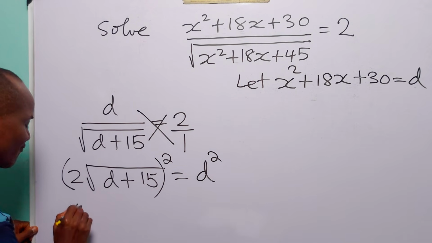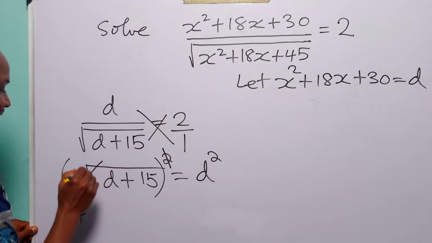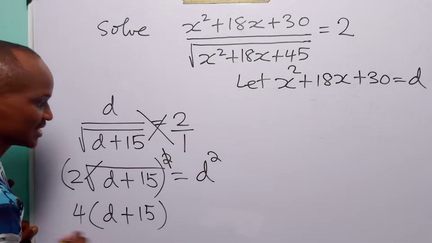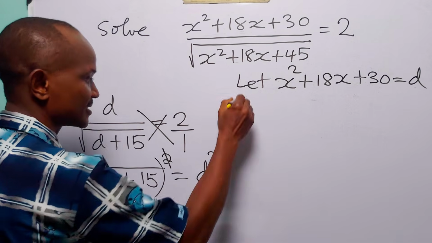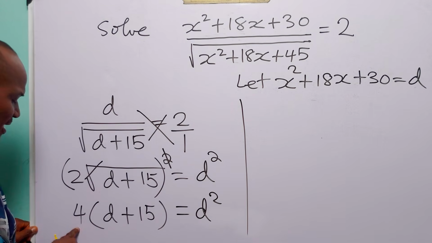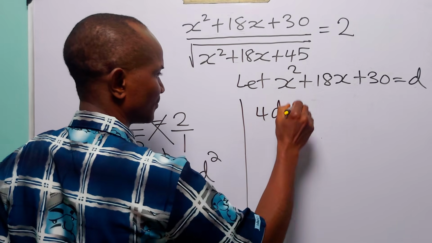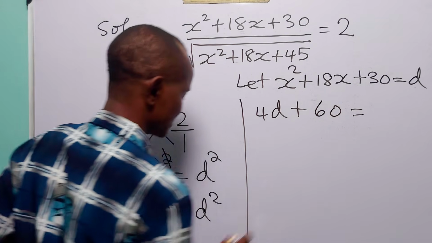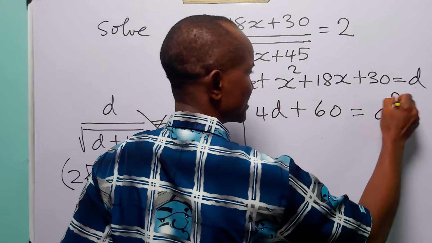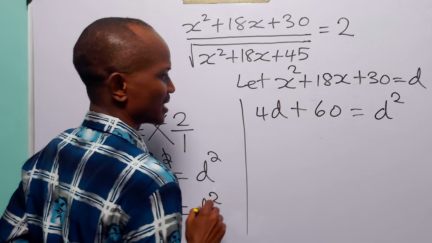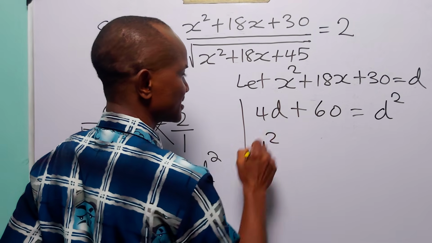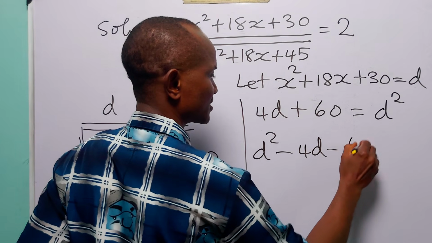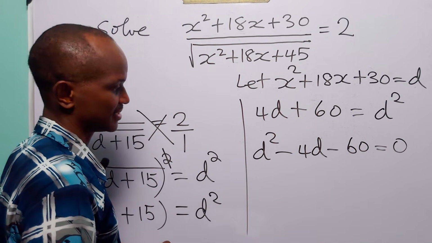2 squared is 4. This is going to take care of that. And we have d plus 15. This is equal to d squared. Now, opening this bracket, we have 4d plus 4 times 15 is 60. This is equal to d squared. Rearranging this quadratic equation, we have d squared minus 4d minus 60 is equal to 0.